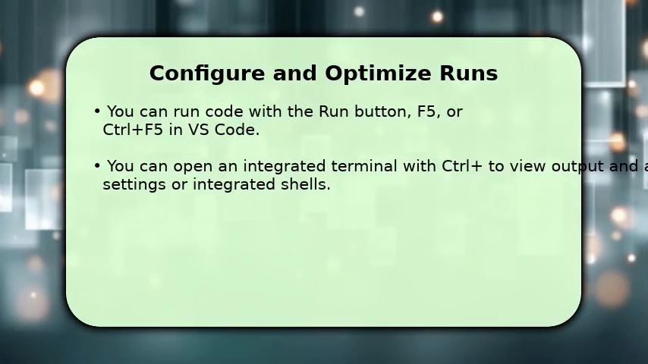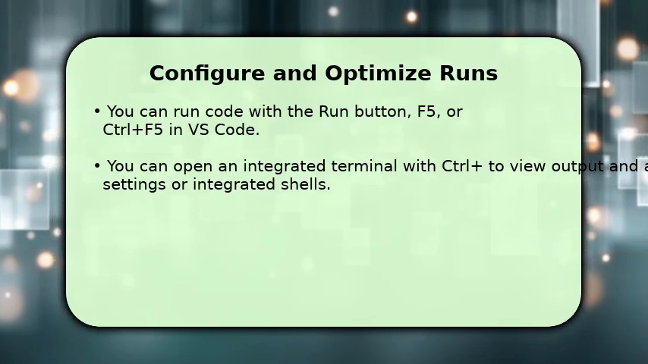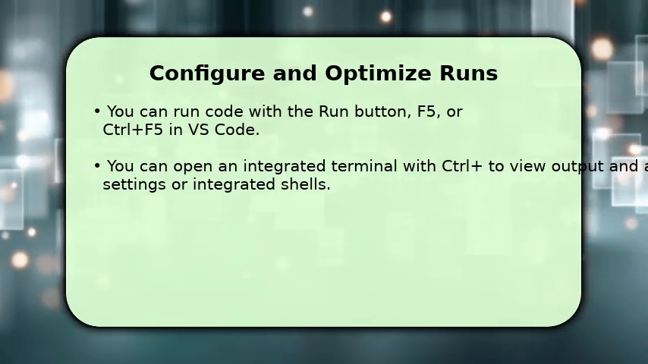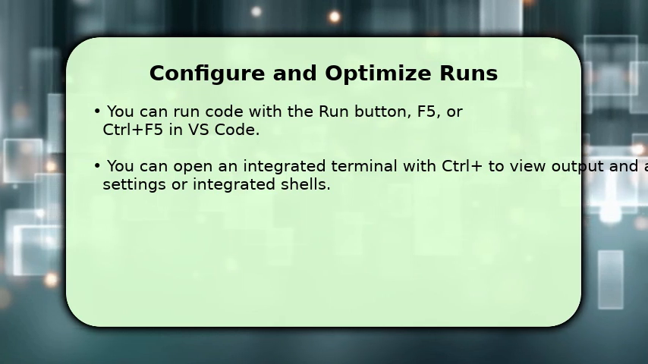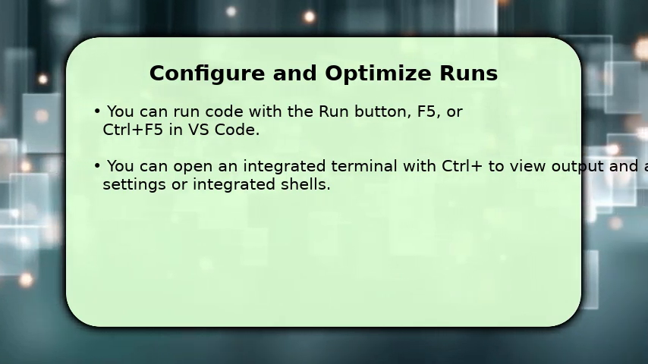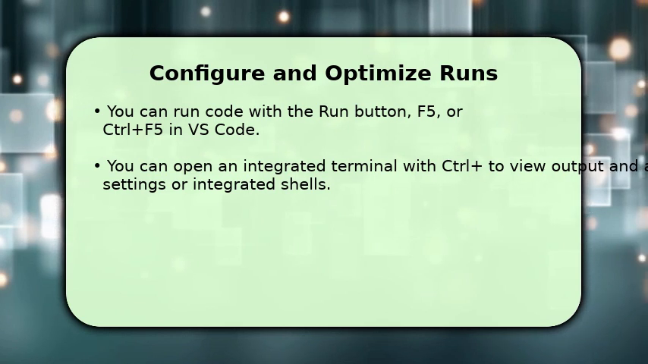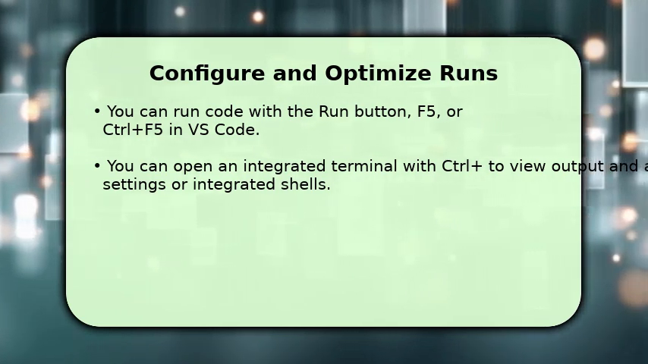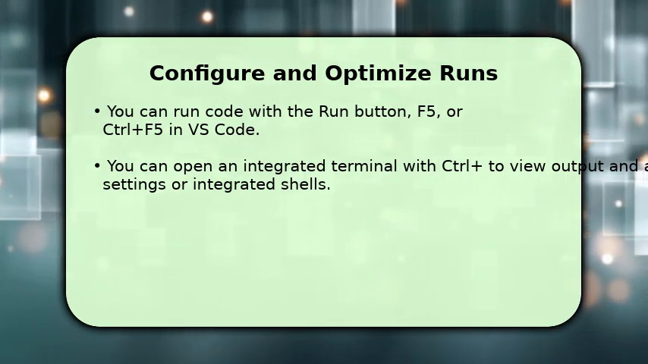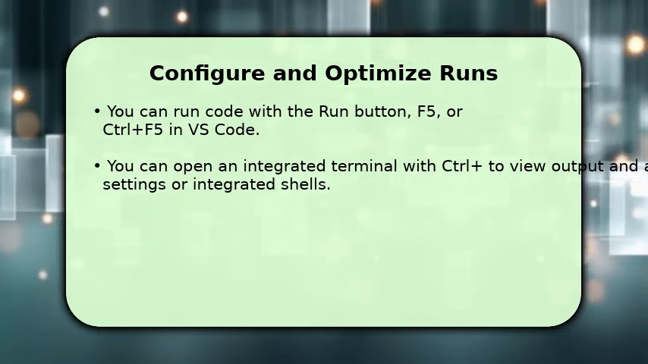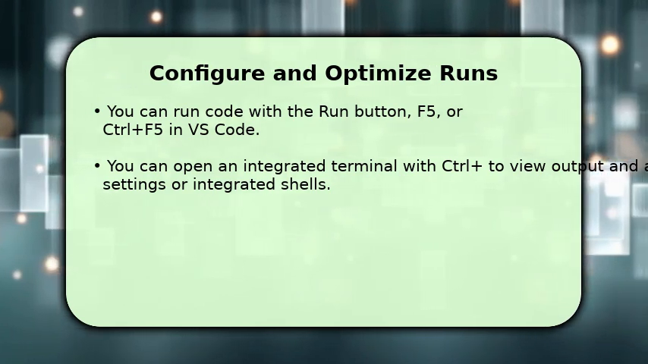I will show 3 common ways to run a program inside VS Code today. Use the Run button in the editor or press F5 to start with debugging. Press Ctrl plus F5 to start without attaching the debugger for faster runs. Open the integrated terminal with Ctrl plus ` to view program output and adjust terminal settings or integrated shells for consistent behavior across projects.